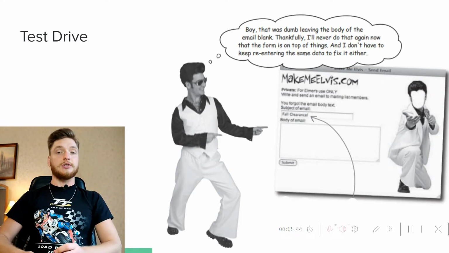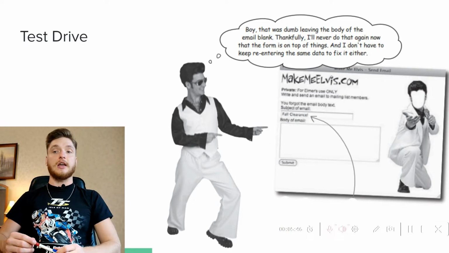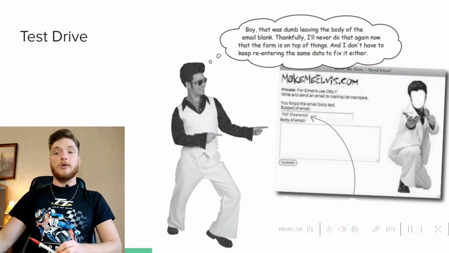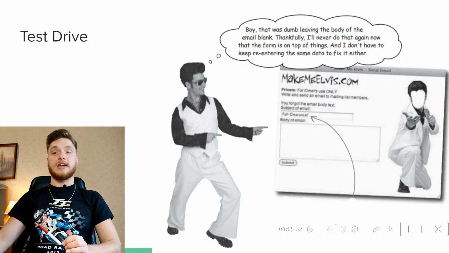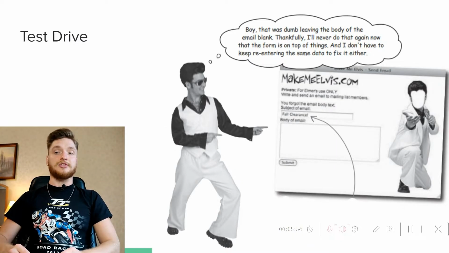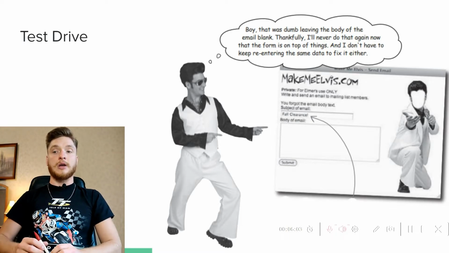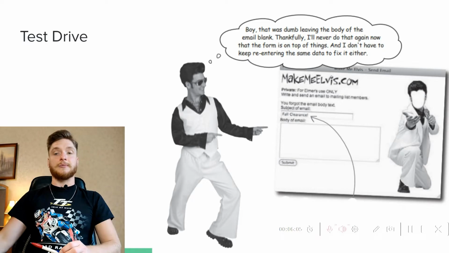Thankfully, I won't do that again now that the form is on top of things and I don't have to keep re-entering the same data to fix it later. The send email script now shows an error message when Elmer leaves a form field blank, but it remembers any data he did enter.